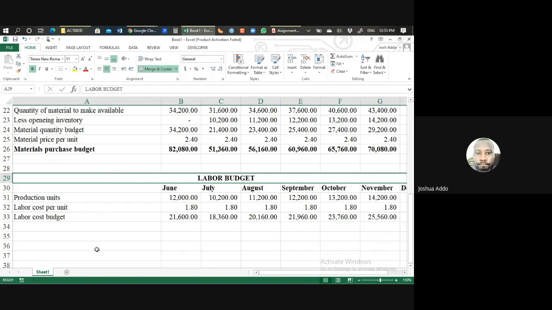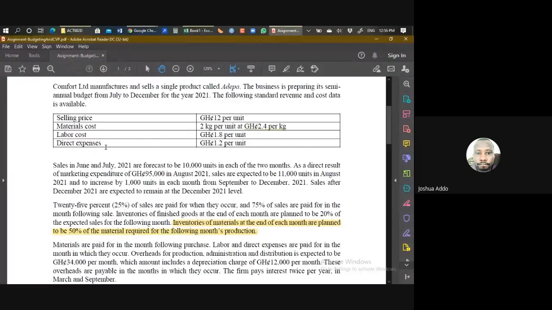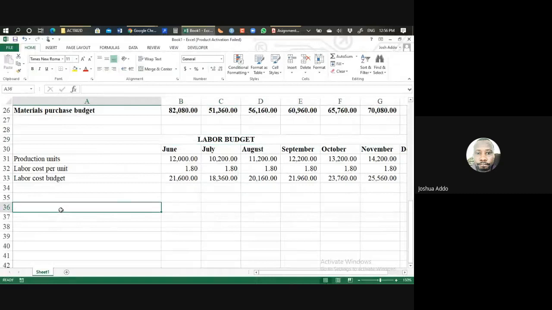Then in the question, we saw direct expenses. And we have direct expenses per unit, and we have some quantities of units. So we have to prepare our direct expenses budget. So we can come here, direct expenses budget. And as usual, because the direct expenses are at unit level, we will need to know first of all the units that we are going to produce. If you know the total units you are going to produce and they have given you direct expense per unit, then you can get the total direct expenses. That becomes the direct expenses budget.